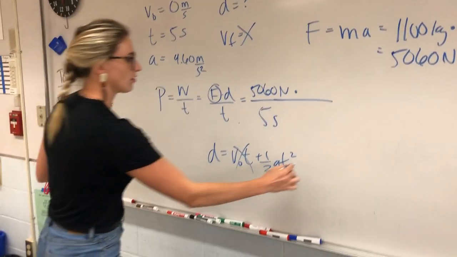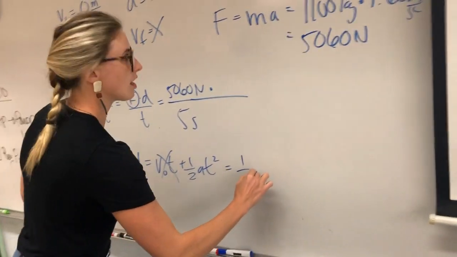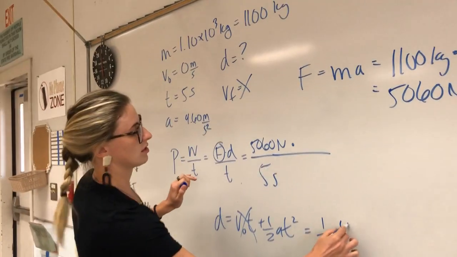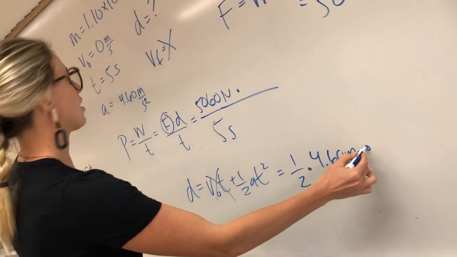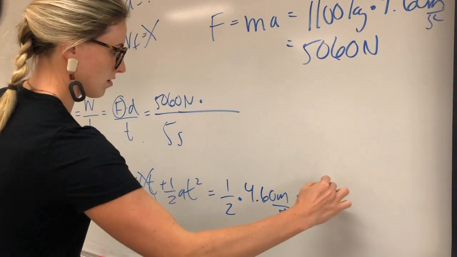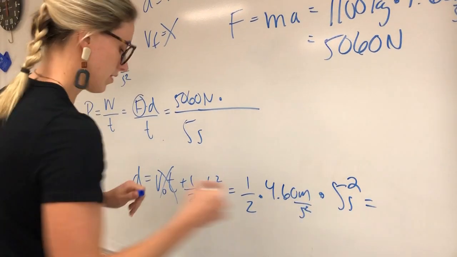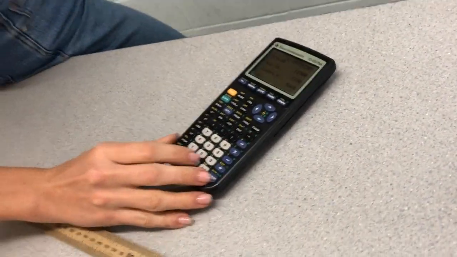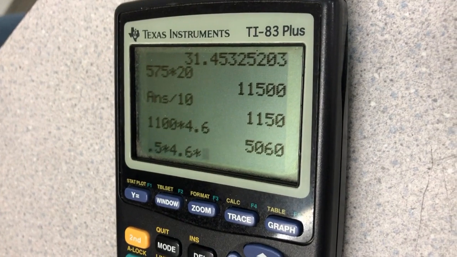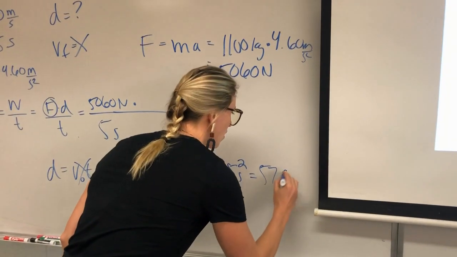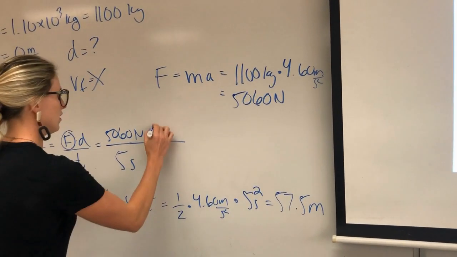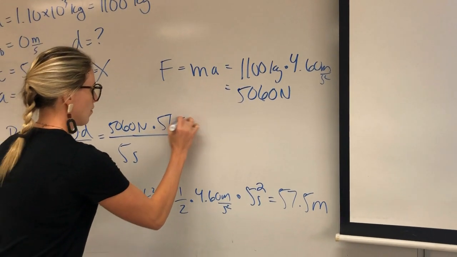Yeah. Okay, so 1/2 times 4.6 meters per second squared times 5 seconds squared. Let's see what we get here. 0.5 times 4.6 times 5 squared. I get 57.5 meters. And we put that right here.